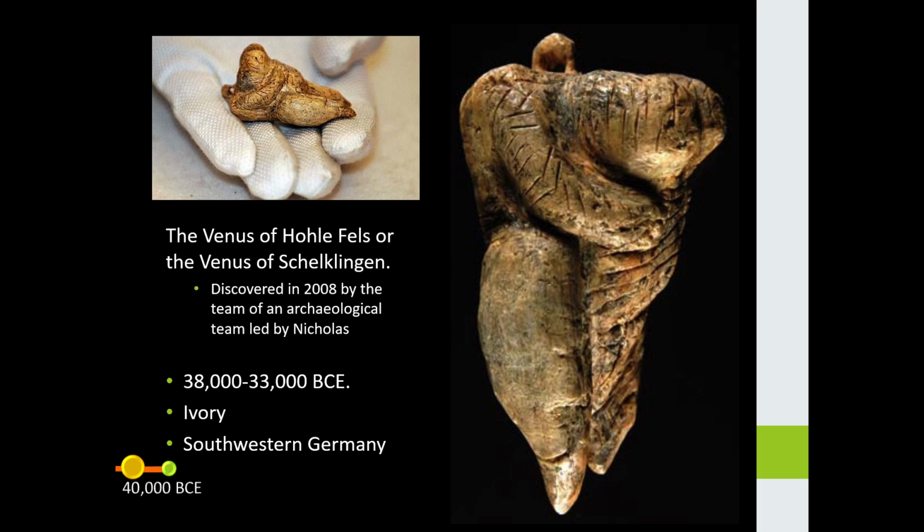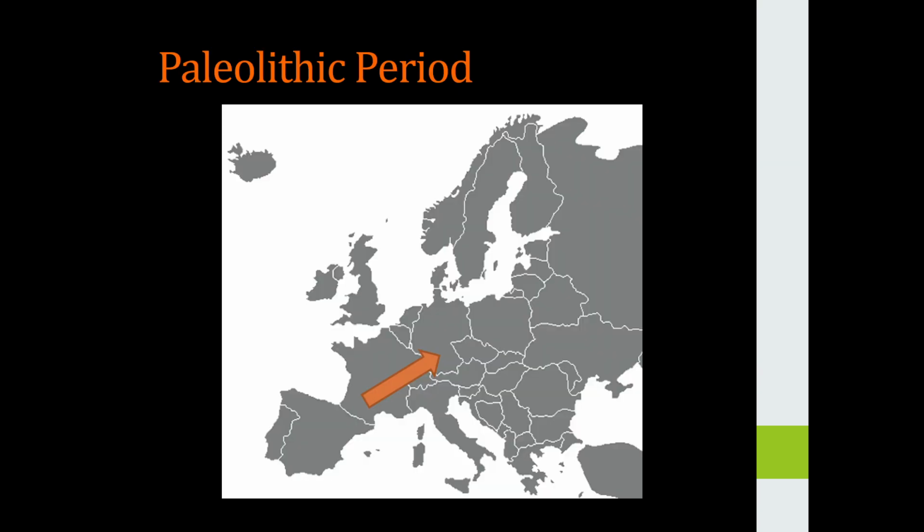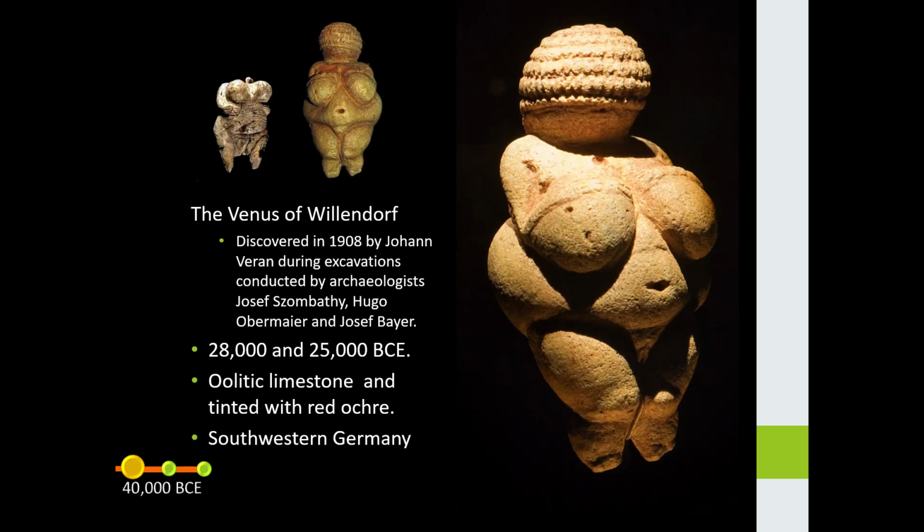Now, a similar object is this one right here, and this is the Venus of Willendorf. So the Venus of Willendorf is a little bit younger, let's put it that way. That's only 28,000, 25,000 BCE. This one is made out of stone, so it's much heavier, and it was also found in southwestern Germany. So I'll give you an idea of where it was found. And to give you an idea of scale of difference, there are the two Venuses. So it's slightly larger.